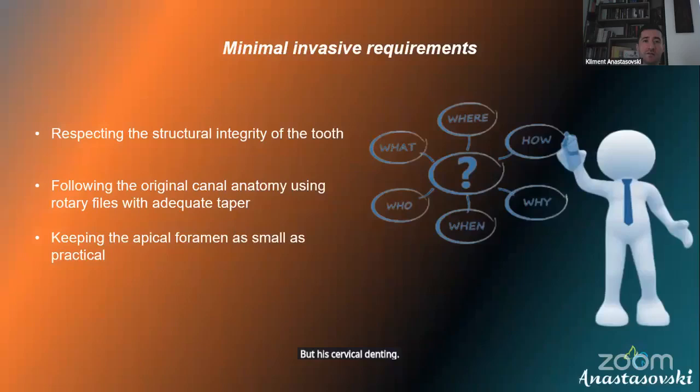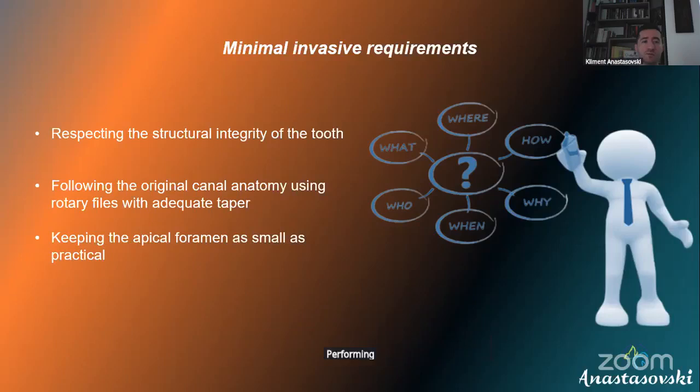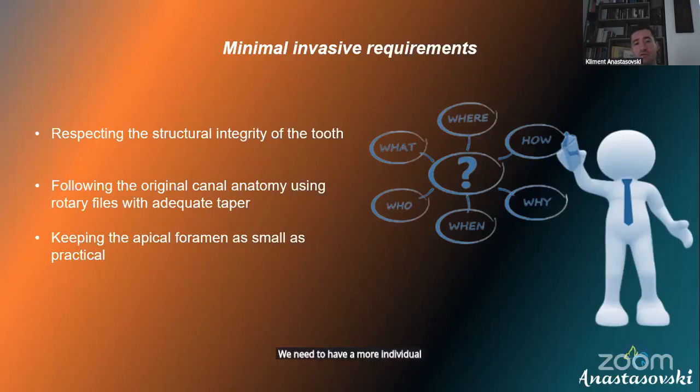And at last, what are the minimally invasive requirements that we need to keep in mind while performing our root canal procedure? First of all, respecting the structural integrity of the tooth, starting with the access cavity designs. As we talked before, we need to have a more individual approach to each and every one of our root canal cases.